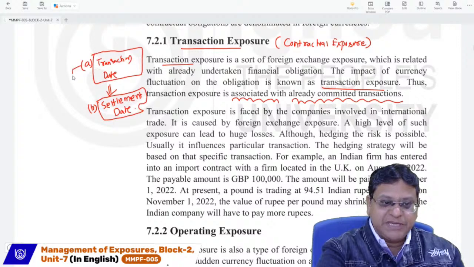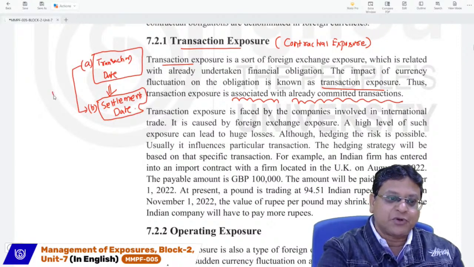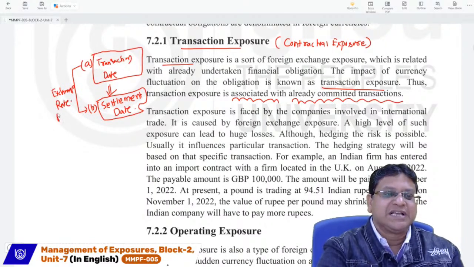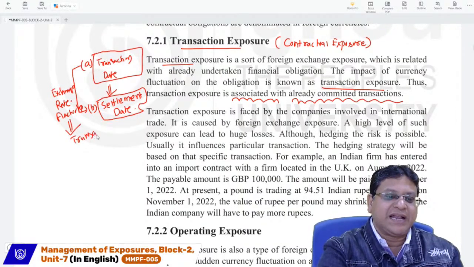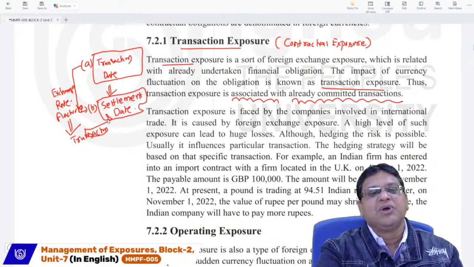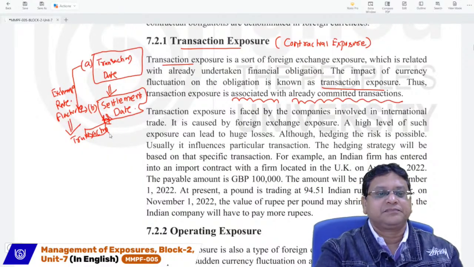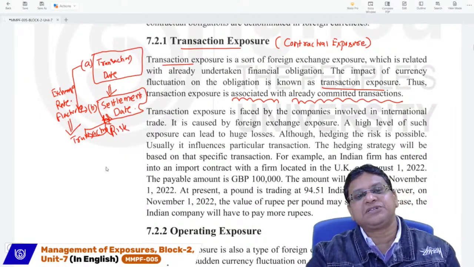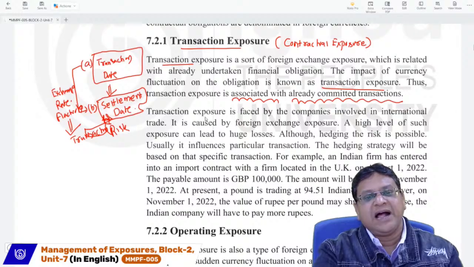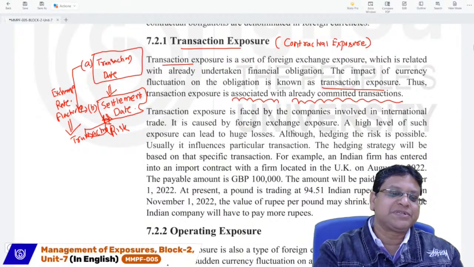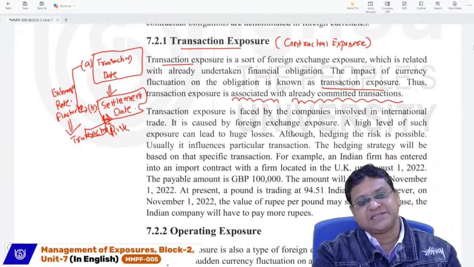If between these periods the exchange rate fluctuates, it gives rise to transaction risk. So transaction risk arises due to transactions already agreed upon. If there is a difference between transaction date and settlement date, it gives rise to transaction risk.